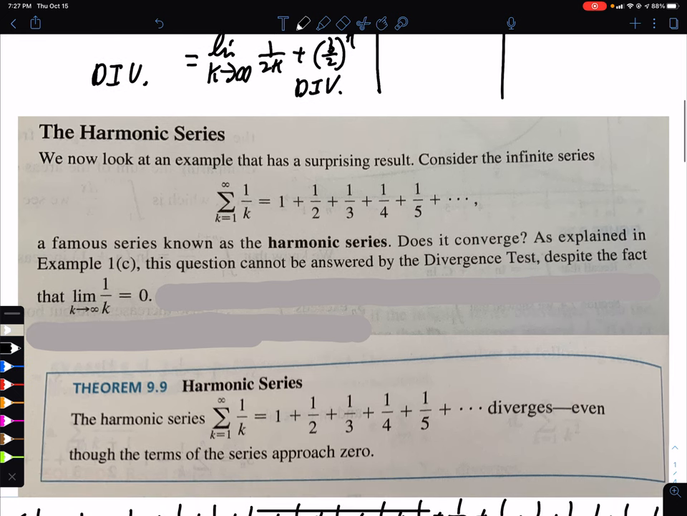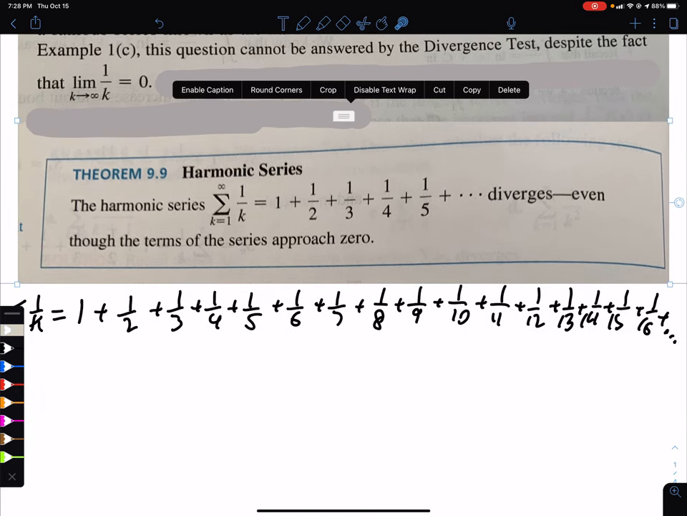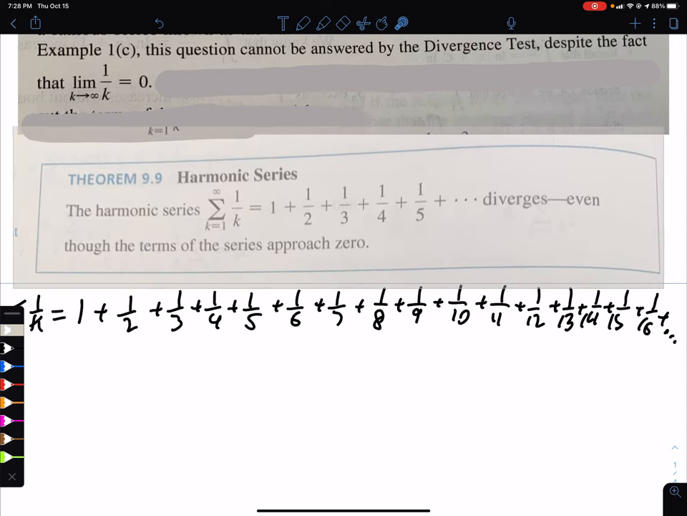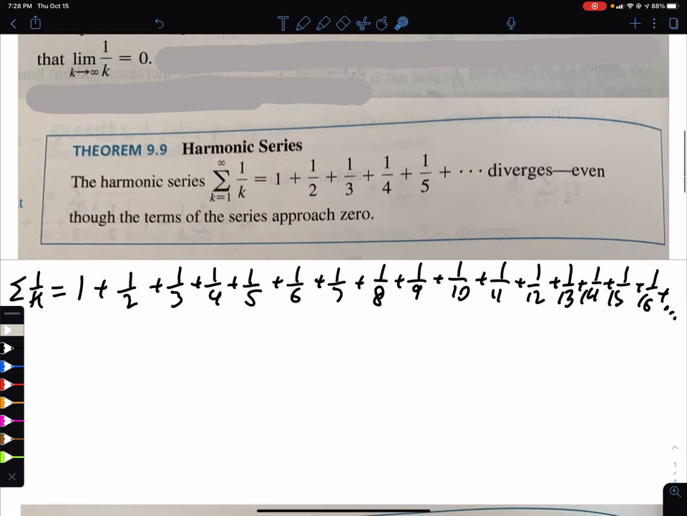Okay, so the harmonic series is this: 1, 1/2, 1/3, 1/4, 1/5, forever. Now, this series diverges. Even though the terms get smaller and smaller and approach 0, it diverges. That's just a theorem. So from now on, whenever you see a harmonic series, by this theorem, you know it diverges. And I'm going to show you why.